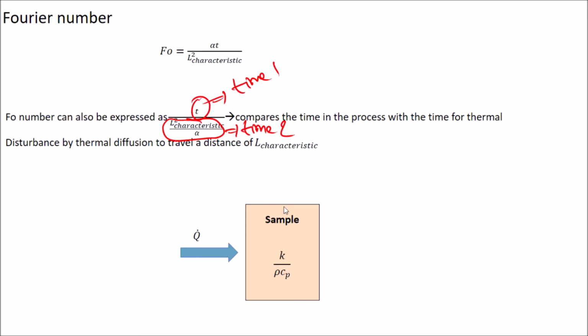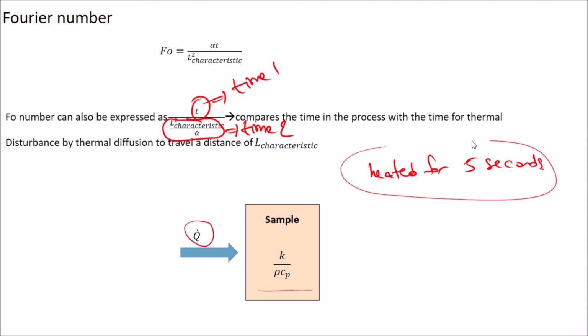Okay, the process time, it can be that there is a sample here, and you are heating that sample with some Q dot. And let's say that you have heated for 5 seconds. For these 5 seconds, the sample will feel a different temperature here, which is T2, and if the sample has the temperature of T1, this T2 temperature will propagate through the sample at some speed, until this end. So you will have the thermal wave.